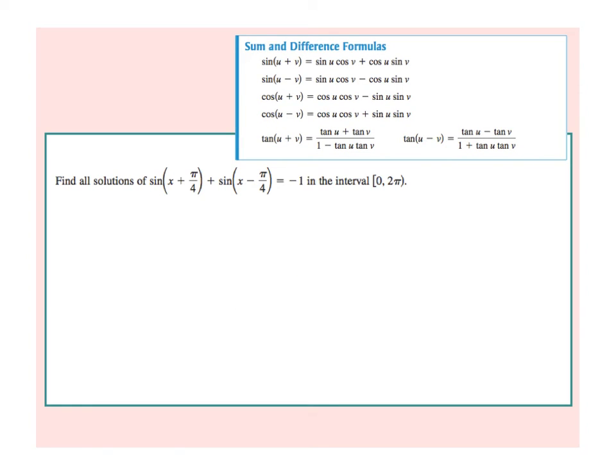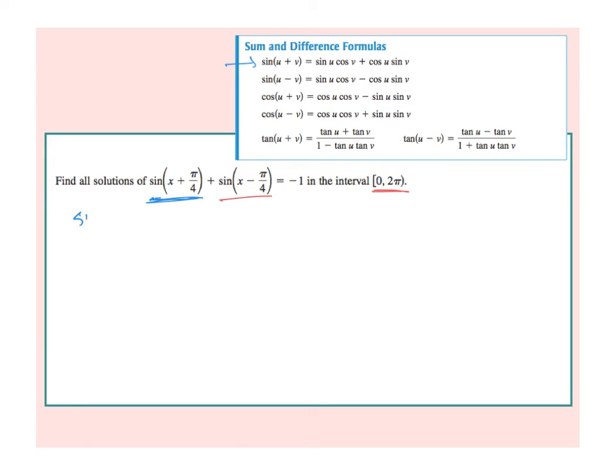All right, let's do a lengthy one now. So now we have sine of the quantity x plus pi over 4 plus sine of x minus pi over 4 is equal to -1. And I'm going to solve for x, but I'm given a domain restriction 0 to 2 pi. So how many times are we going to use our sum and difference formulas? Twice. We're going to use it twice. So on this first one, which one do we use?